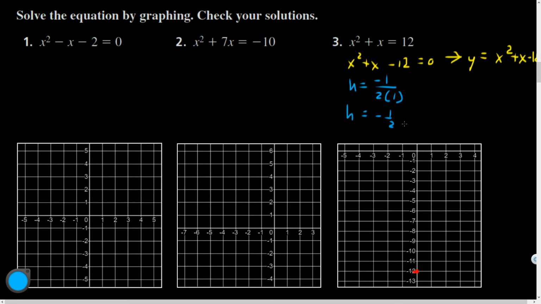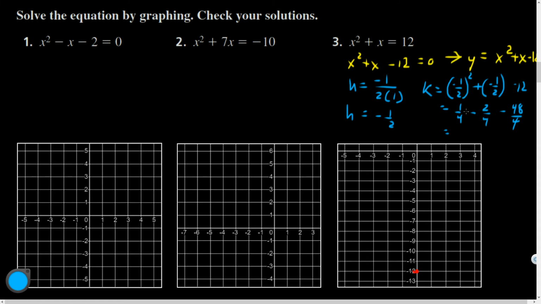Oh man, this one's nasty. Guys, I chose the worst example here. -1/2 squared plus -1/2 minus 12. K is going to equal -1/2 squared is +1/4, minus -1/2, same as -2/4, minus 12 is the same as minus 48/4. And you could have reached for a calculator a long time ago.